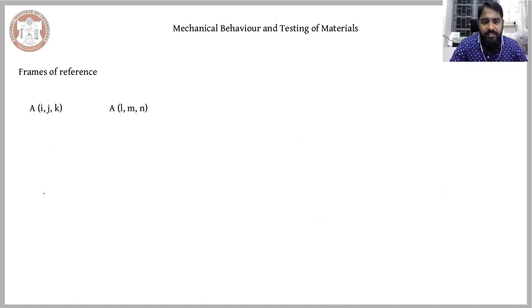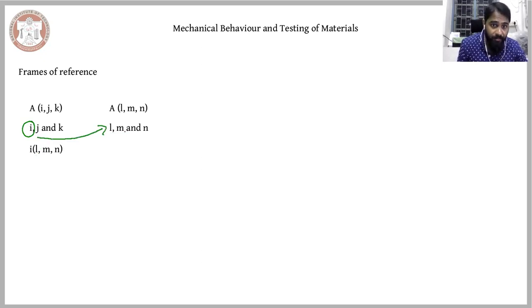For that, let us consider two frames of reference. One frame of reference is described by the basis i, j and k, and another frame of reference is described by l, m and n. Now I can write my i, which is known to me in one frame of reference, in another frame of reference, l, m and n. So I know my basis i in the frame of reference i, j and k, and this basis I am going to represent using l, m and n.